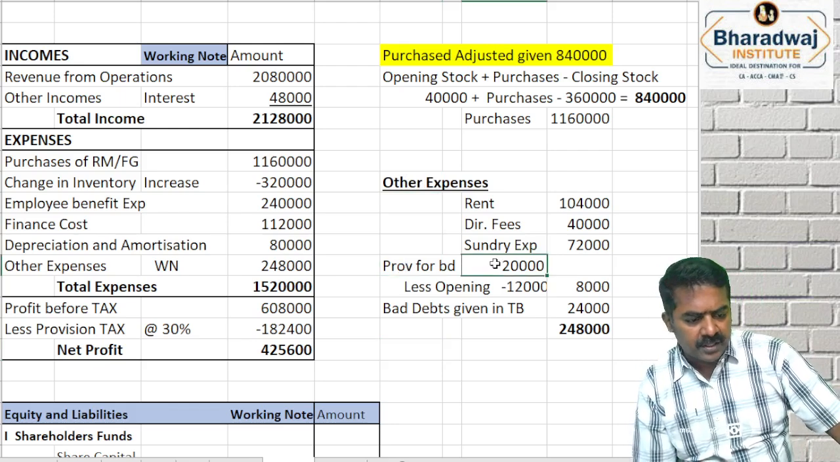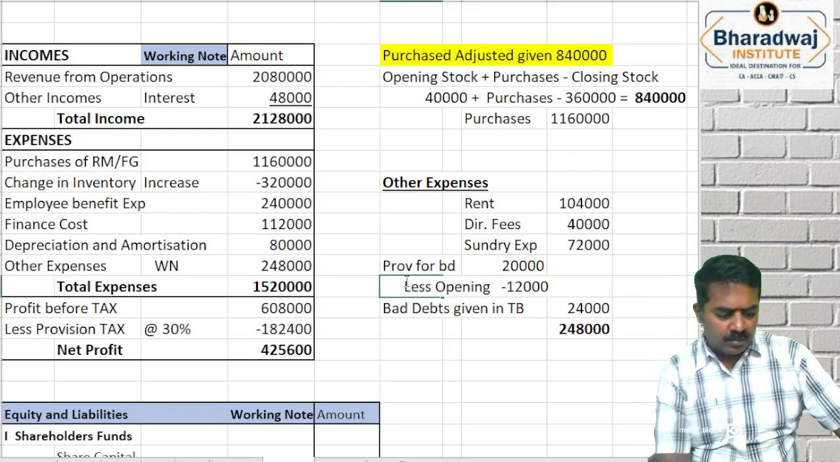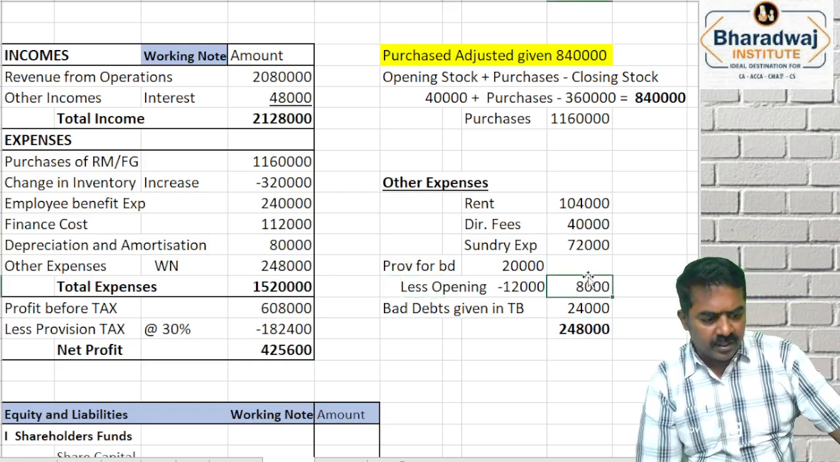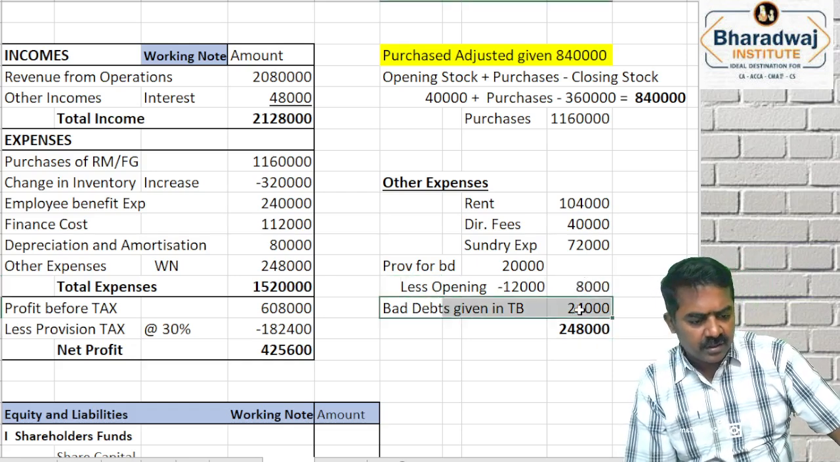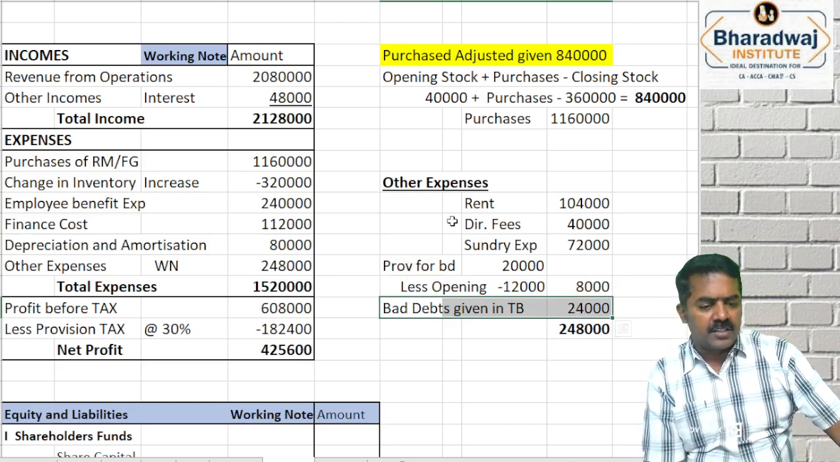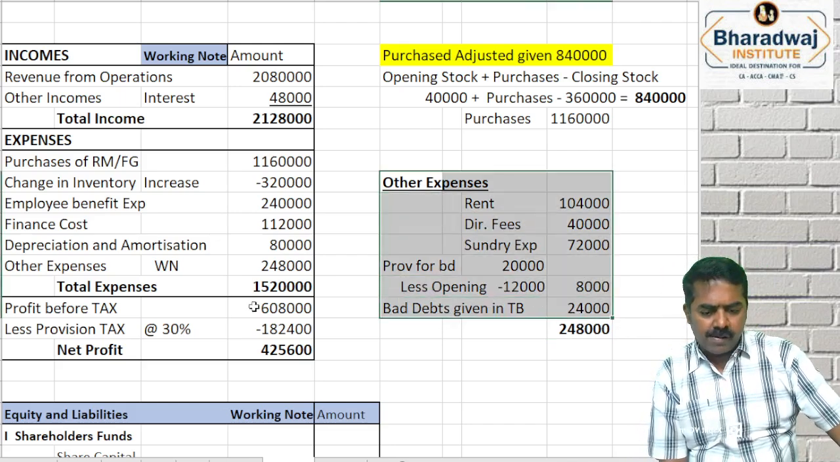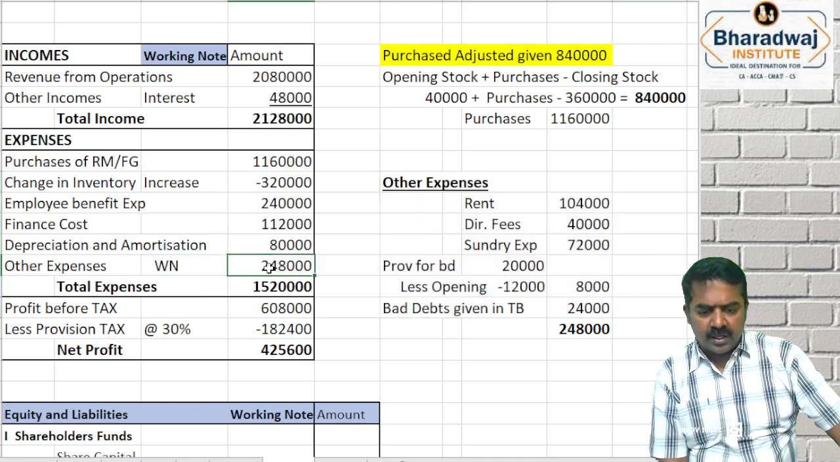Provision for bad debts required is 20,000 minus opening balance 12,000, putting in 8,000 as the current year provision. Apart from that, there is a bad debts written off given in the trial balance. Total 2,48,000.